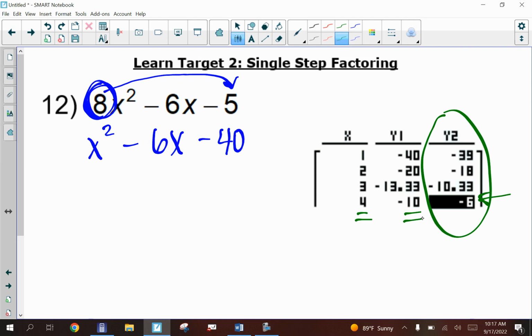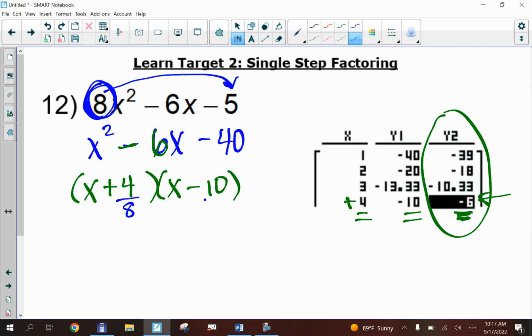Complex means we're going to have one extra step. I'm going to put x in one parentheses, x in the other parentheses. Since the sign matches, I don't have to make any adjustments because this is a minus 6 also. So I'm going to use a positive 4 in the first parentheses and a negative 10 in the second parentheses. Now, that 8 from the very beginning needs to come out. So I need to divide this by 8 and divide this by 8. We should always try to simplify our fractions if possible. So this is going to give me 1/2, and this one right here is going to give me 5/4.